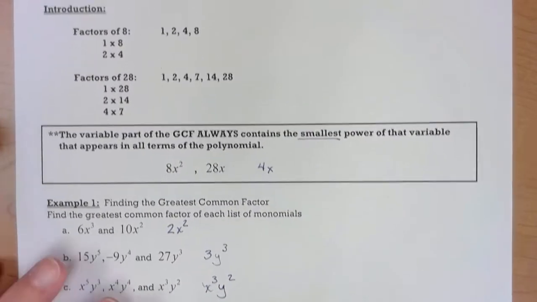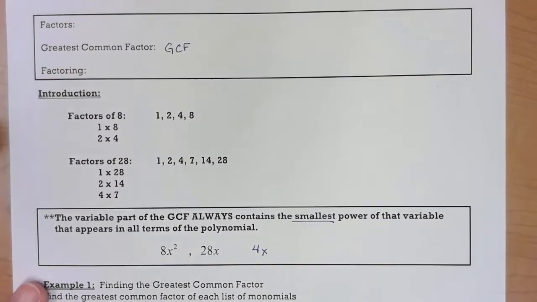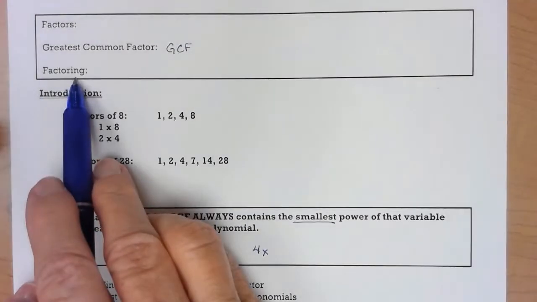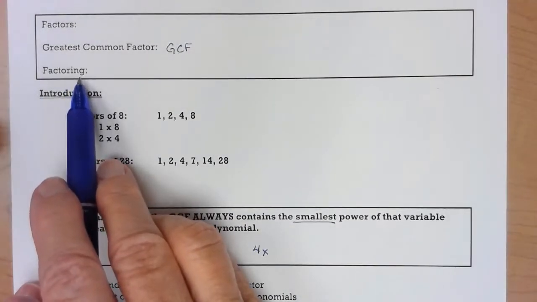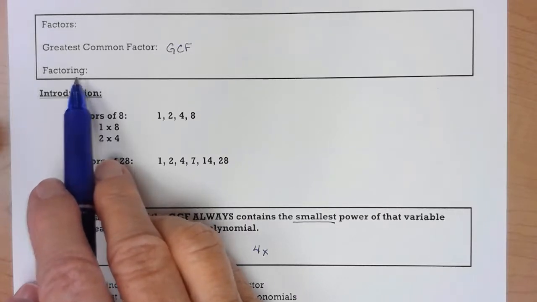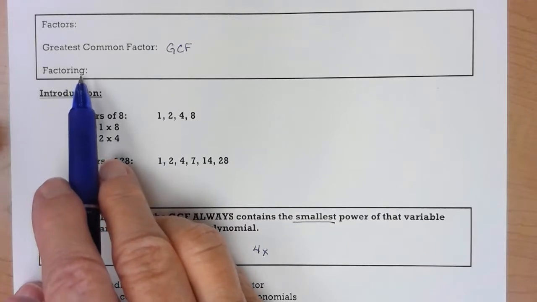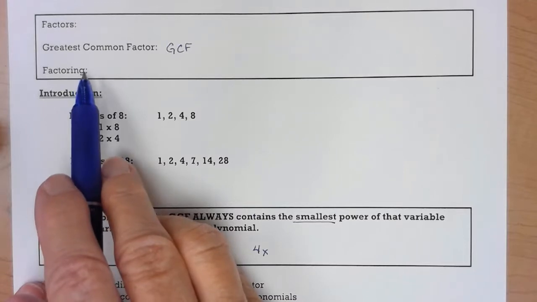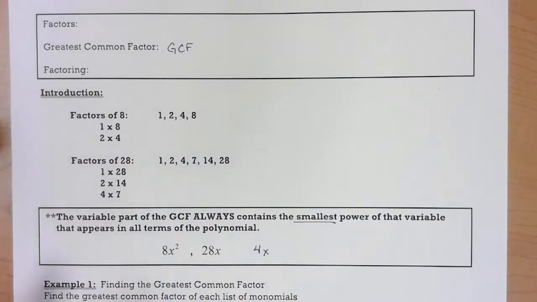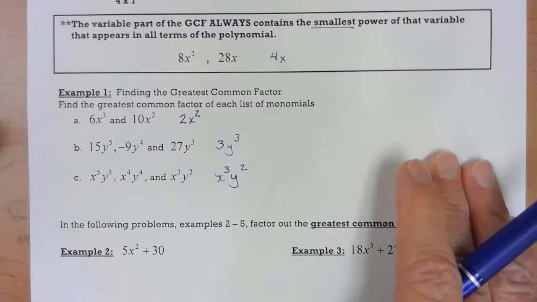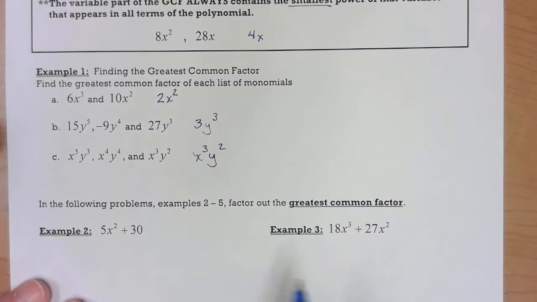Now I need to go back up here because there's one more word, factoring. When we factor a polynomial that contains a sum of monomials, what that means is we're going to find an equivalent expression that is a product, so that when we multiply together like we did in the prior chapter, we'll come back up with that expression. So in examples 2 through 5, there's some more problems: factor out the greatest common factor.